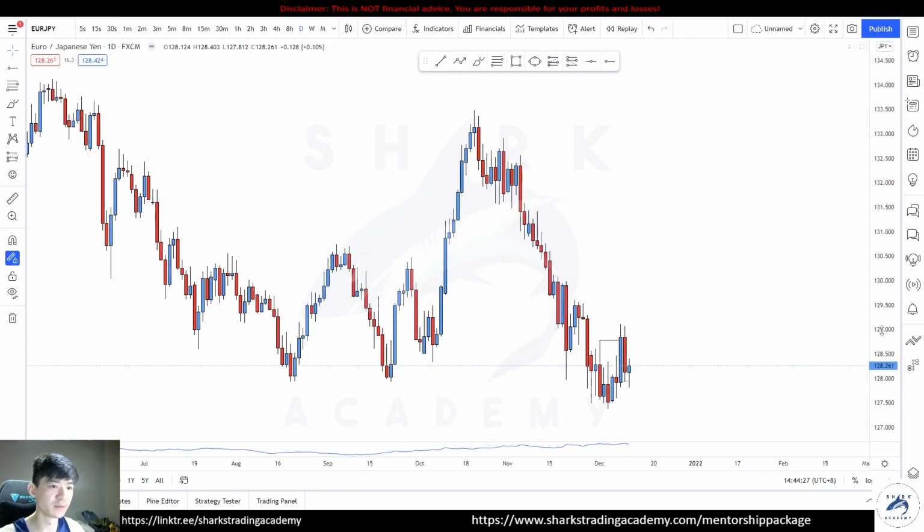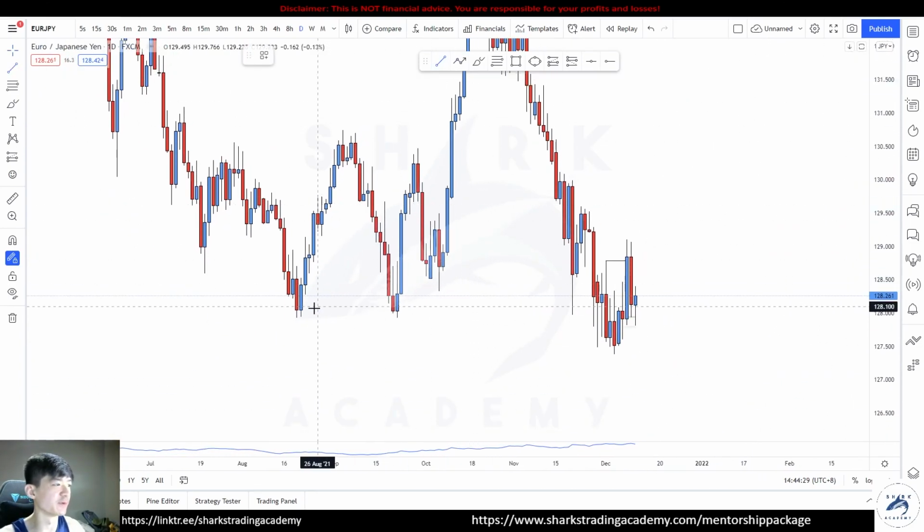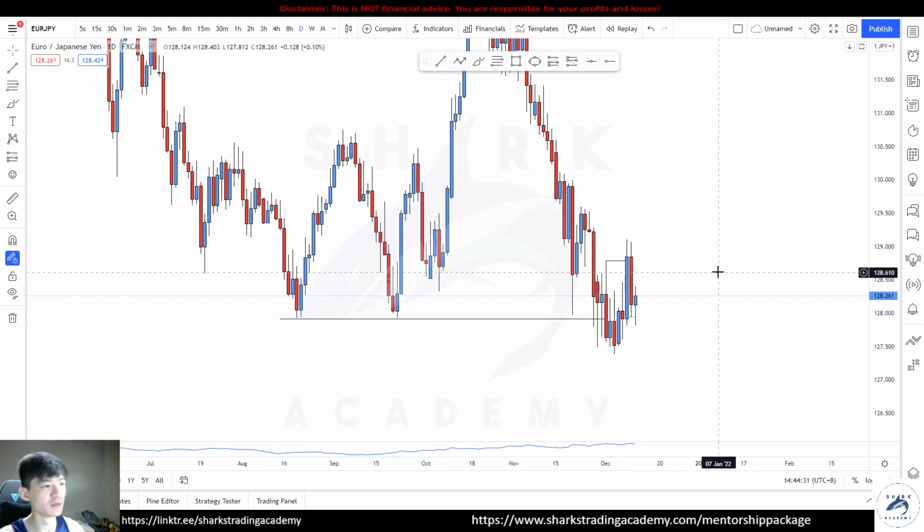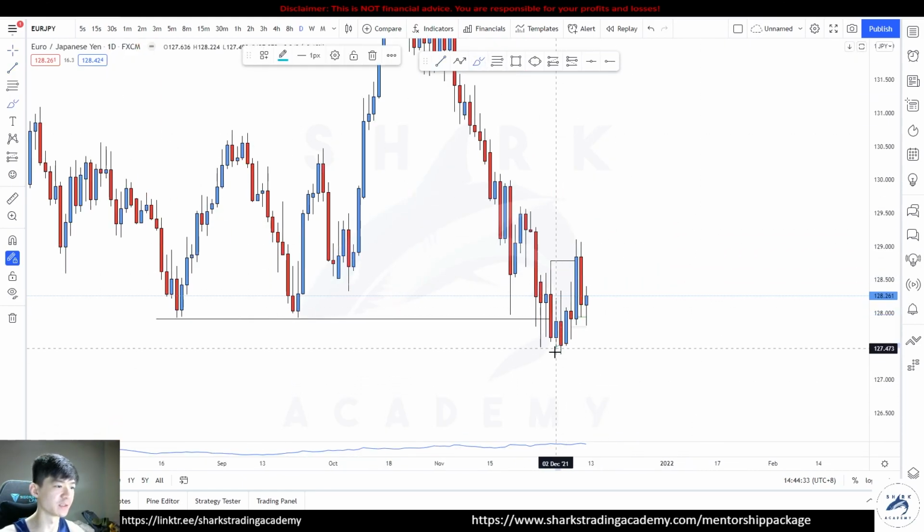Next up, Euro Yen. Similarly, you can see over here now, we have a break of structure towards the downside, which means to say that we are looking for targets at this area.